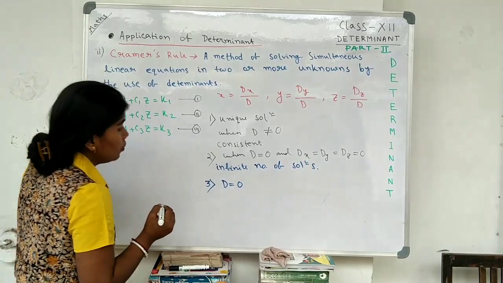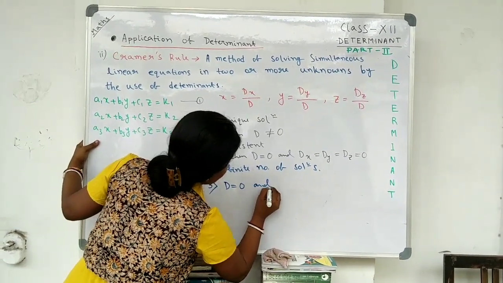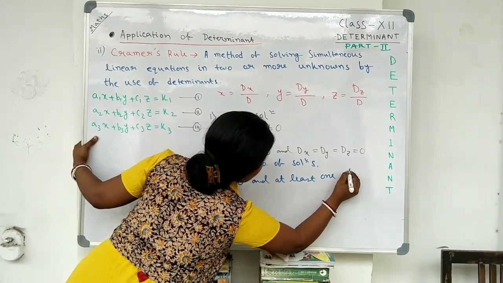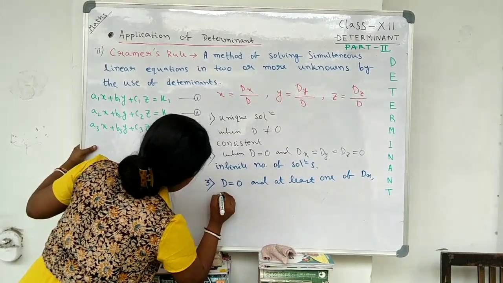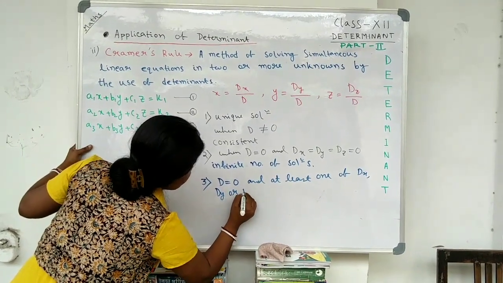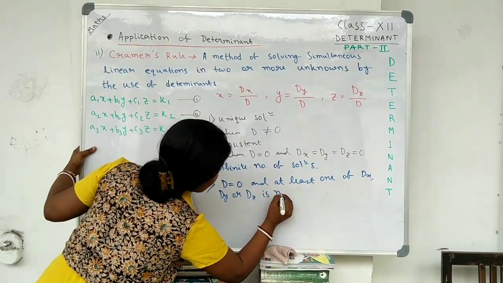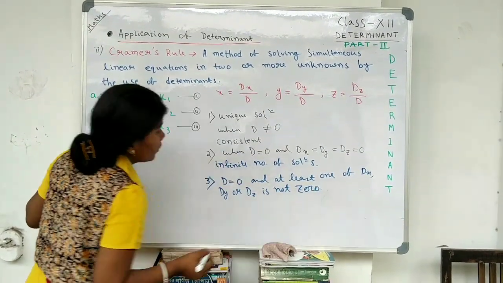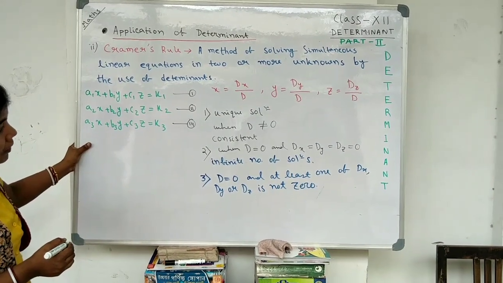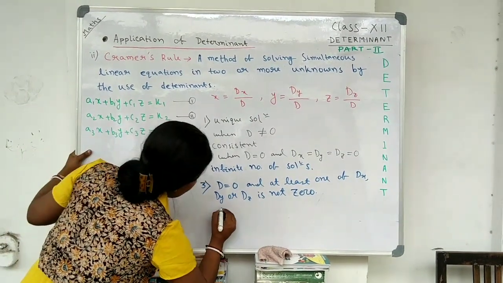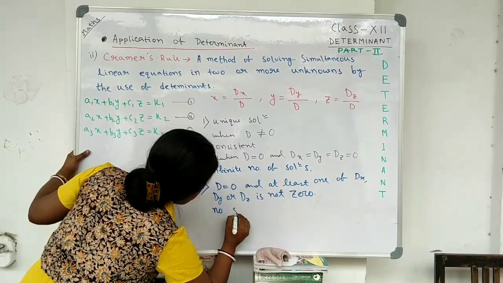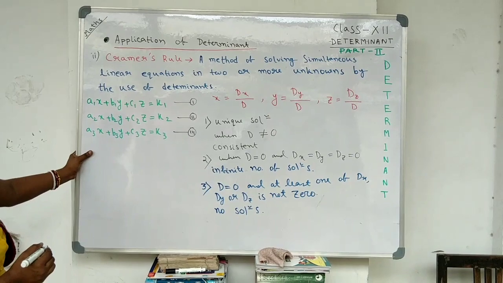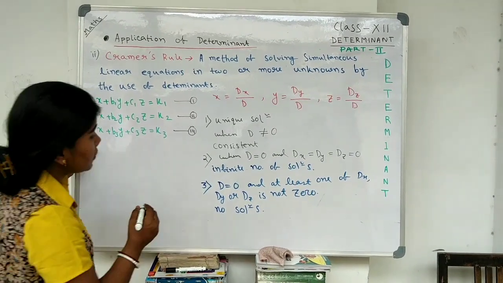And one more case may arise when D equal to 0 and at least one of Dx, Dy or Dz is non-zero. Then what will happen? Then the system will have no solutions. In this case, we will say that the system is inconsistent.